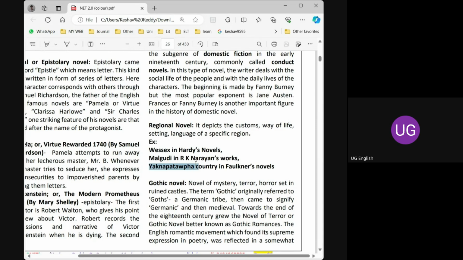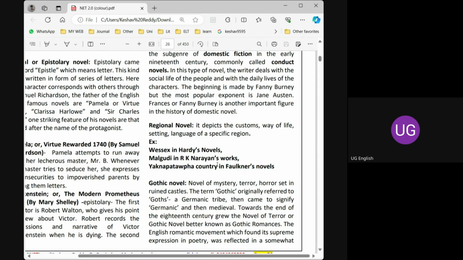Yaknapatawpha County is actually, there was an error in this. Please correct it as a county. County. It's not country. The R is not necessary here. Just remove the R. Yeah. So Yoknapatawpha County. This is from Faulkner's novels. William Faulkner. So he set his novels in this place.